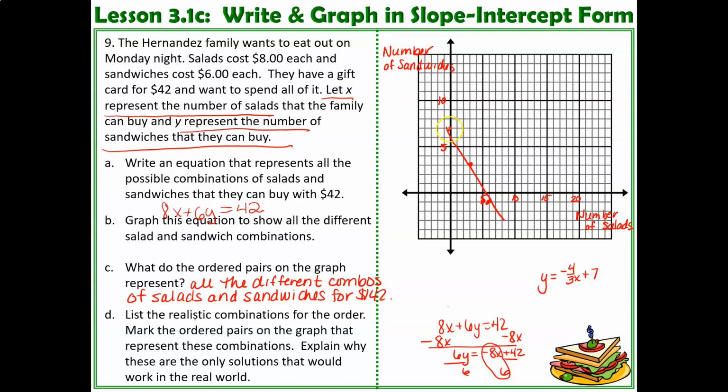So you can get 7 sandwiches and no salads. Or you can get 3 sandwiches and 3 salads. That's all the combinations that are realistic, because you can't really get a half a salad or a negative number of salads. So those are the only ones that would work here.